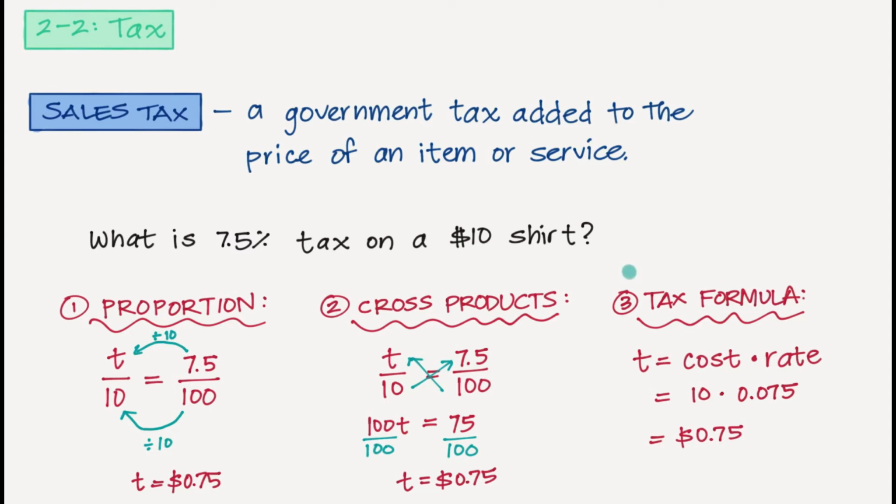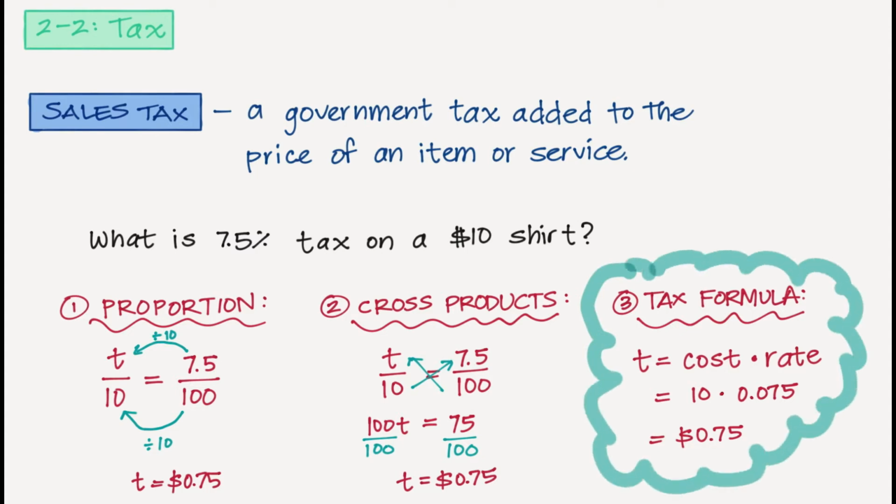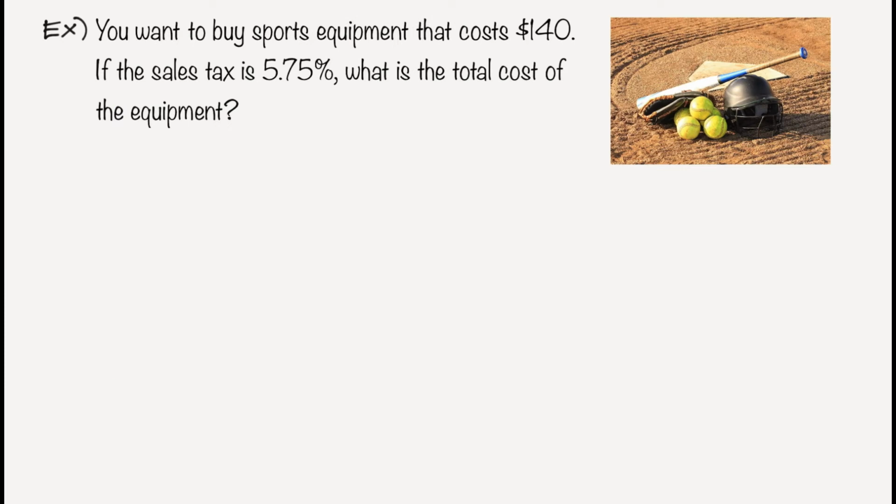And that's it. So for myself, I prefer using this tax formula. I think it's just very straightforward. And again, the main thing that you have to remember is to turn that rate into a decimal. So you cannot leave it as a percent. And again, we're just going to do that by moving the decimal backwards 2 times to the left.